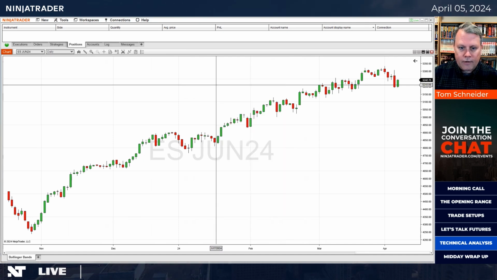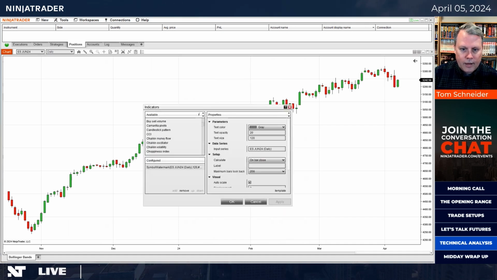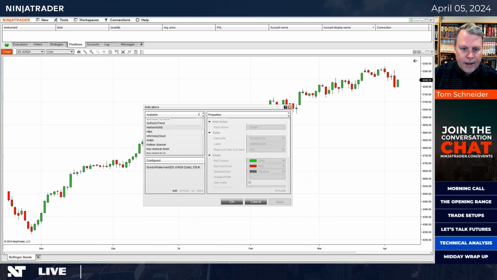Here's the indicator list. Now I've already imported it, and I'm just going to change my candlestick chart to a Heikin-Ashi chart. And it's actually Heikin-Ashi 8 for NinjaTrader 8. I'm going to add this and hit apply.